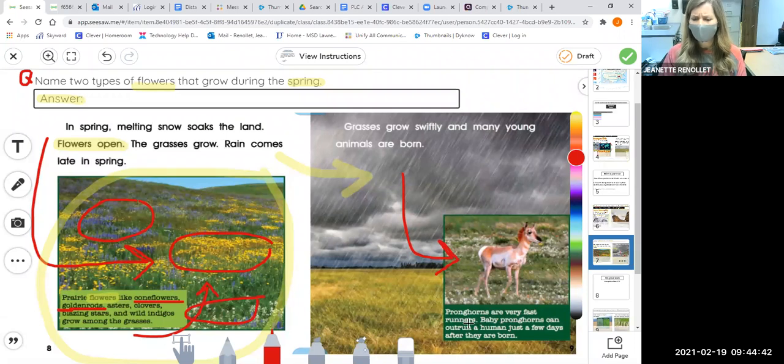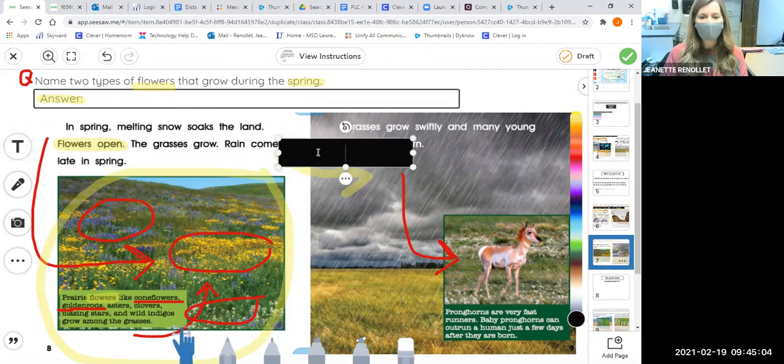Pronghorns are very fast runners. Baby pronghorns can outrun a human. Ooh, that must be so fast. They can outrun a human just a few days after they are born. Oh my. Okay, but I noticed this isn't really about my question. So interesting fact, but I need to focus on my evidence over here.